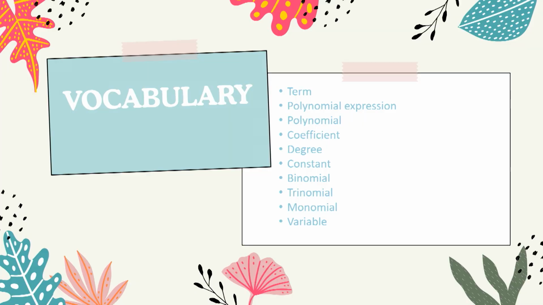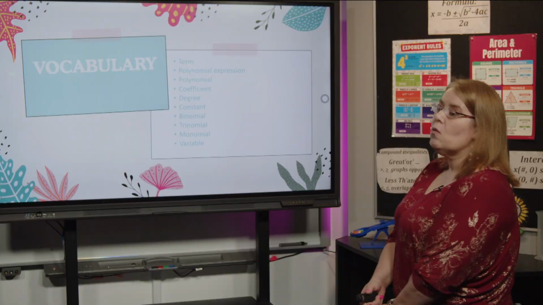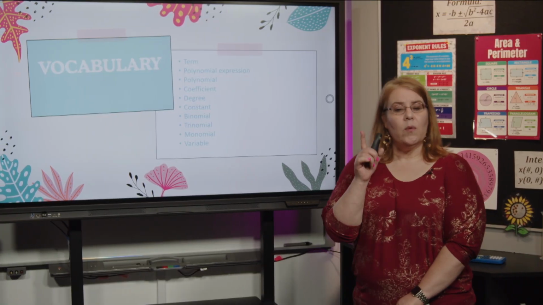So some vocabulary that we need to make note of. Now, on a sheet of paper or maybe on the vocabulary page, we want to make sure that we are keeping up with these different terms. We've got term, which we're going to look at and see what that means and what that entails. Polynomial expressions, polynomial, coefficient, degree, constant, binomial, trinomial, monomial, and a variable, which we've talked about variables already, but we're going to look at it in a different light.